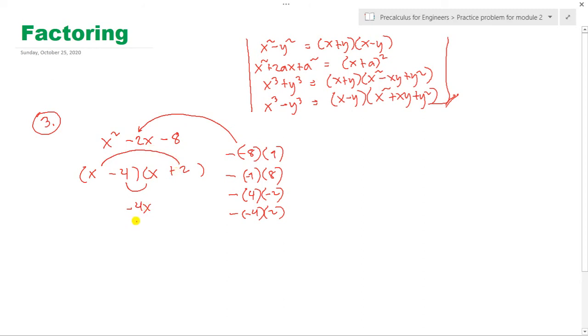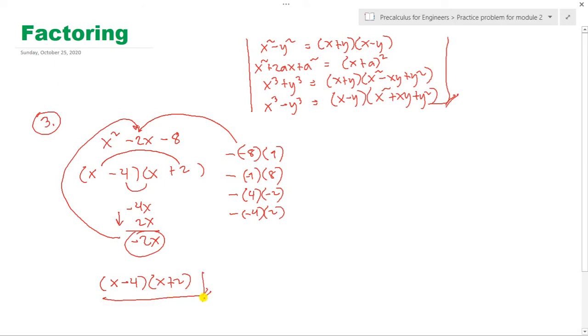So, x times 2 is positive 2x. So, when you add them, it becomes negative 2x. Therefore, this one conforms to our middle term. So, the factor by trial and error is x minus 4 times x plus 2. So, that's how it is, class, to factor using the trial and error method. First, list the possible factors of our constant, and then verify the coefficient of the middle term by adding the factors you choose.